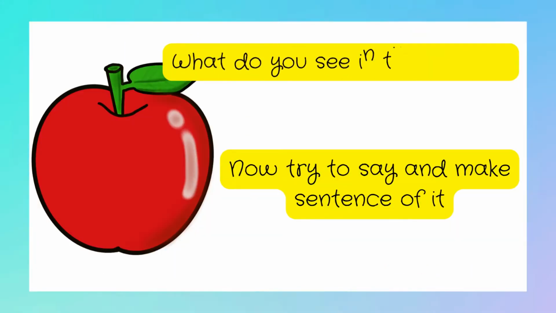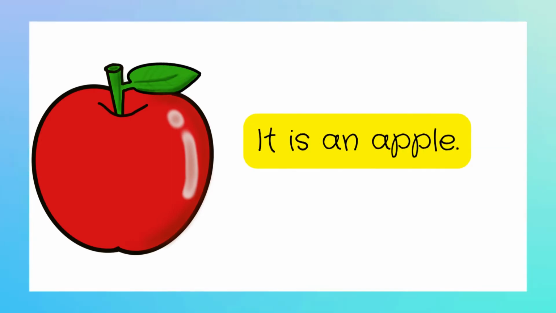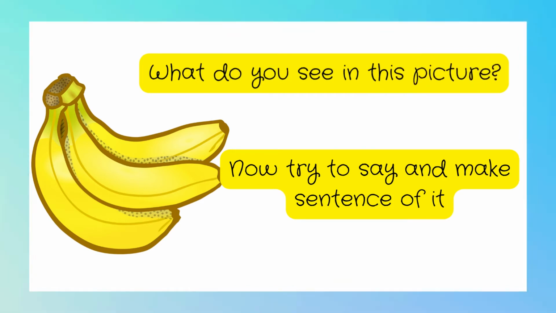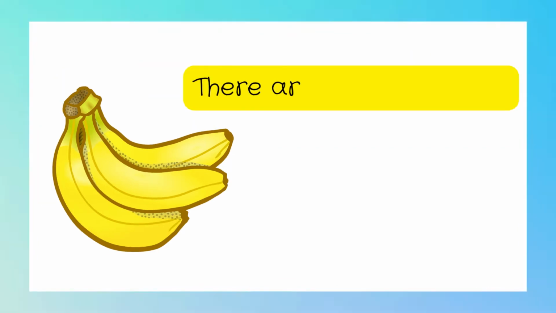What do you see in this picture? Let's try and say it. It is an apple. What is this? What do you see in this picture? Let's try to say it. There are 3 bananas.